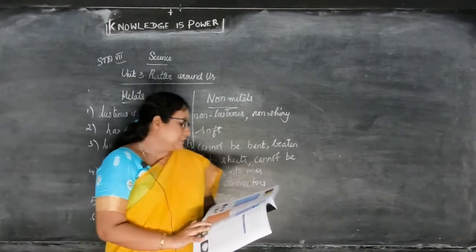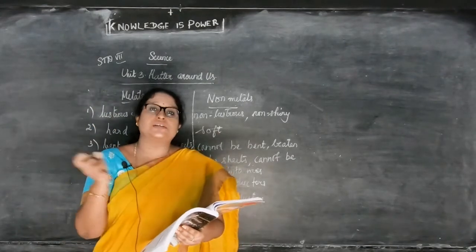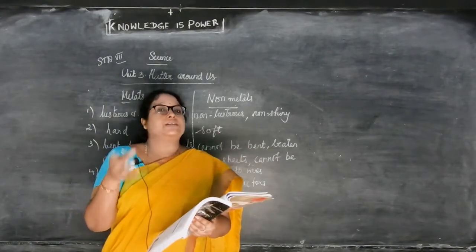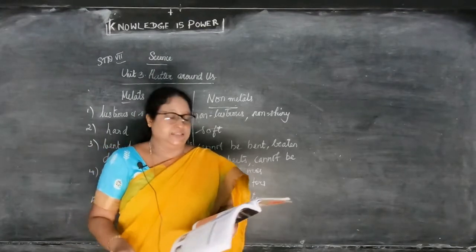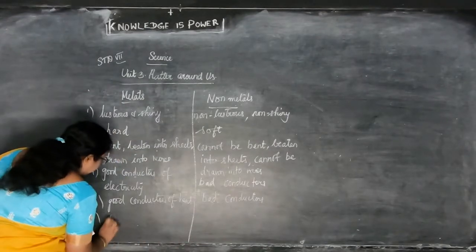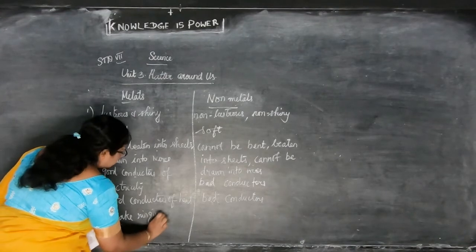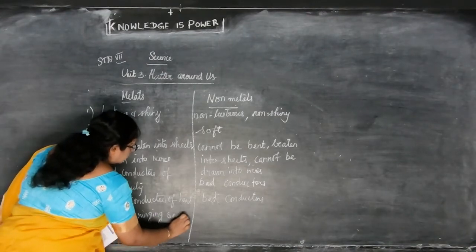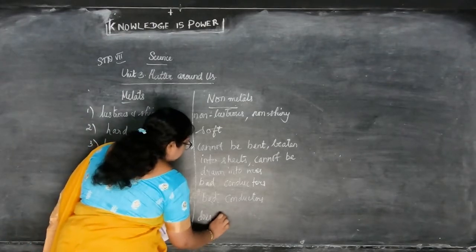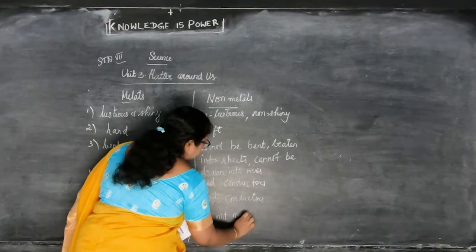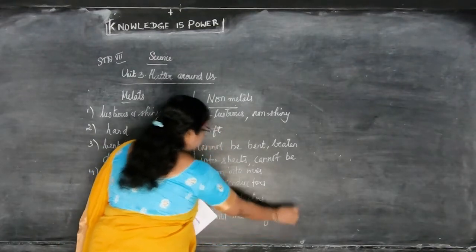Next, most metals make a ringing sound with strokes. So when we strike metals, what happens? A ringing sound comes from the metals. But in the non-metals, you cannot find that ringing sound. That is, they do not make any sound. So most metals make a ringing sound. Non-metals do not make any sound. Okay, so these are the differences, children.